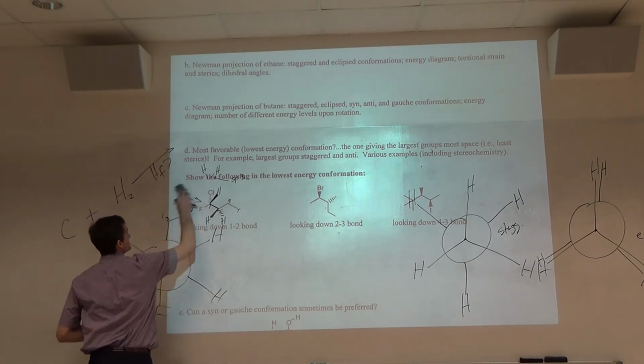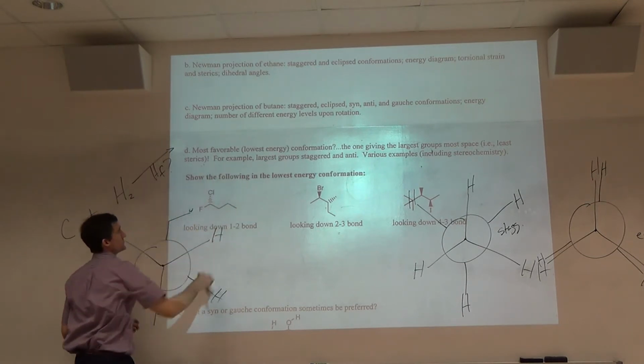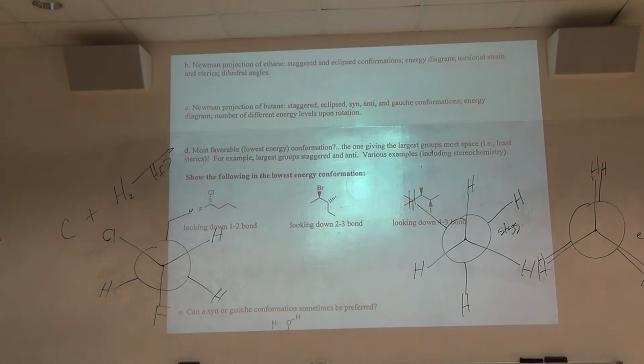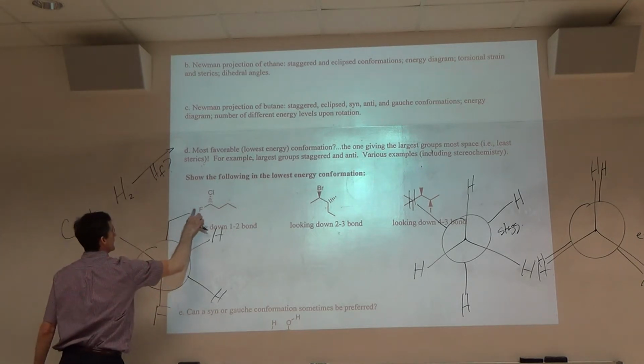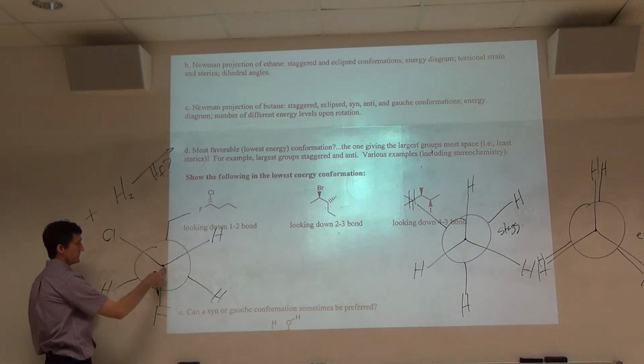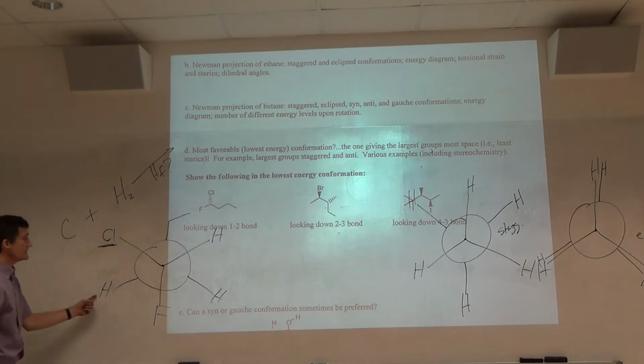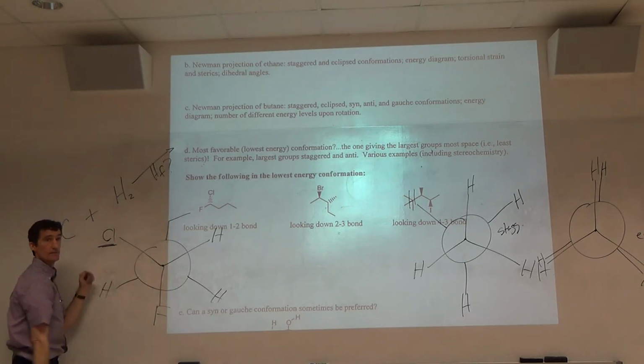Basically, there it is. But the question is, not just draw it, but draw it in the lowest energy conformation. Is that the lowest energy conformation? It is staggered, but is it the best staggered? Here's the take home. You want your biggest groups anti. Do we have the biggest groups anti? What's the biggest group on the front carbon? Chlorine. What's the biggest group on the back carbon? H, H, or ethyl? Ethyl. Are the chlorine and ethyl anti? No.